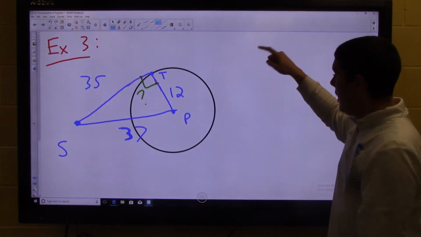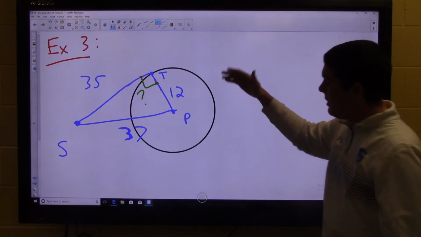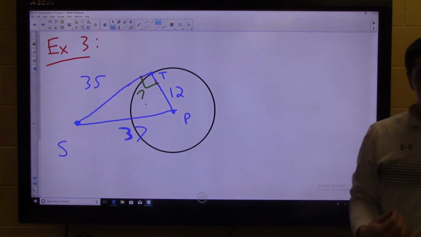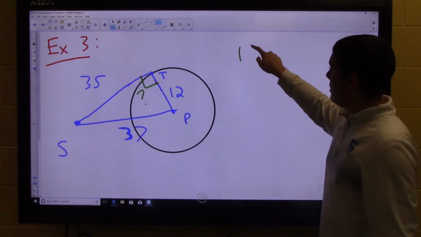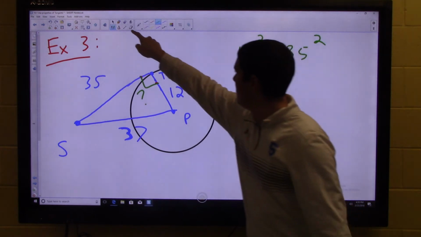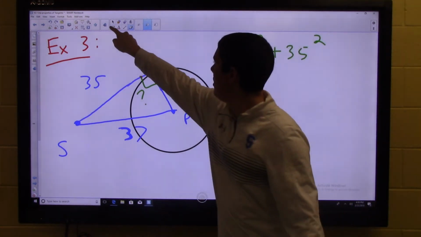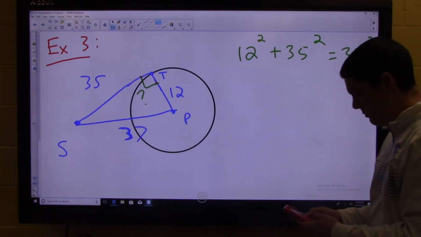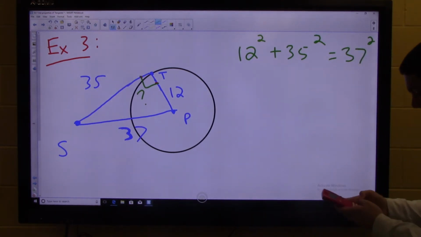So here we go. What we have to do is test to see if a squared plus b squared does in fact equal c squared, and if it does, it's going to be a right triangle. So here it goes. Is 12 squared plus 35 squared equal to 37 squared? You have to give me a second. I don't have a calculator handy. I don't know 37 squared off the top of my head. I know you guys do, but I don't.